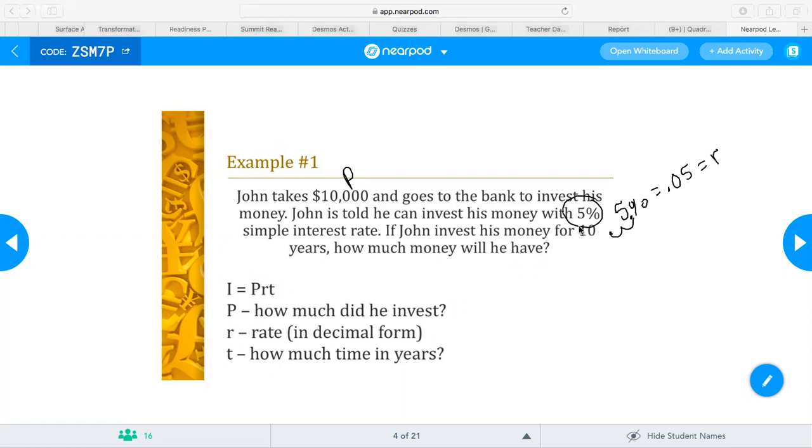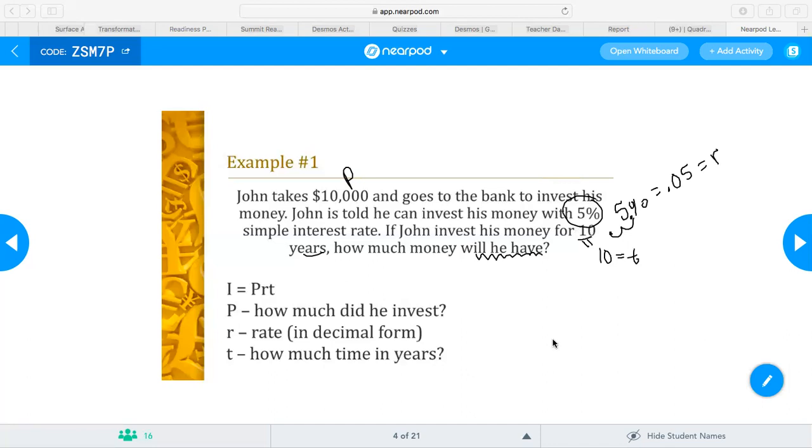If John invests his money for 10 years, pause. 10 years, what does that represent? T. So this is already in years, so I don't have to do anything to that. So 10 equals T. How much money will he have?